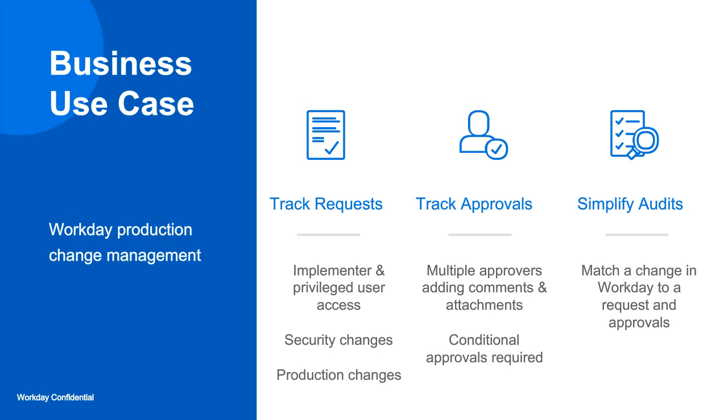We track approvals using the request framework, and our requests require multiple approvals for each request. We allow the requester or an approver to add an attachment, such as a change instruction or a testing result, throughout the process. And we use condition rules for approval routing. So this simplified our audit process. Prior to implementing this, it was a challenge to produce reports for our auditors that matched the change request to the change in Workday.